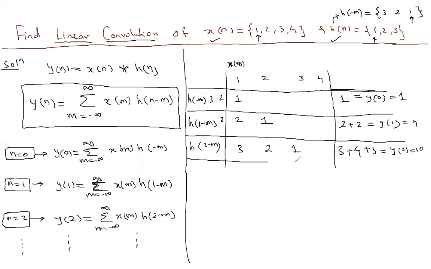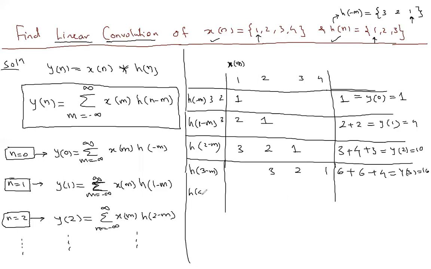And let's keep doing this. So the next number is quite obvious. If you want to find h of 3 minus m, this is 3, 2, 1 for the right shift. And now you multiply these numbers again. You multiply 3 times 2, which is 6, plus 2 times 3, which is 6 again, and 4 times 1 is 4. So that is y of 3, and that value is 16.